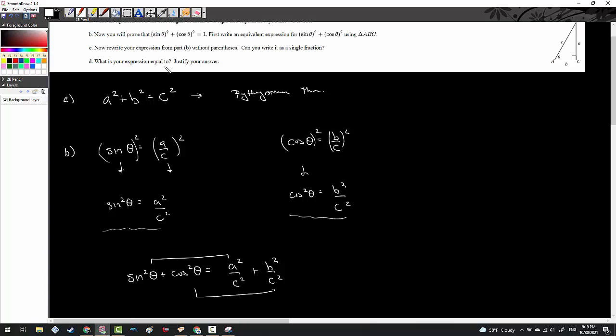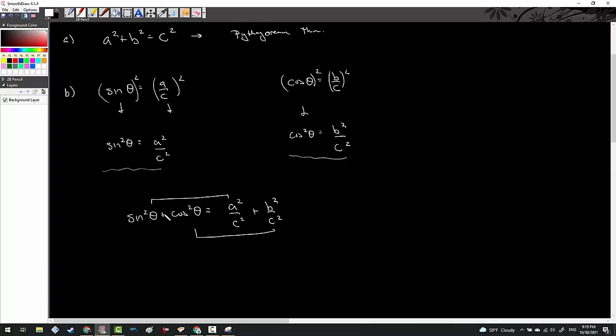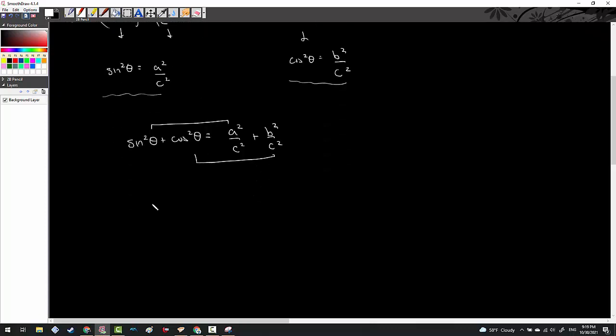And now it says rewrite your expression for part b without parentheses. And can you write it as a single fraction? Okay, I don't know where the parentheses came in handy, but sure, we can do that. So from here, I can say sine squared theta plus cosine squared theta equals, because they have the same denominator, I'm going to go ahead and combine the numerators together and create a single denominator.